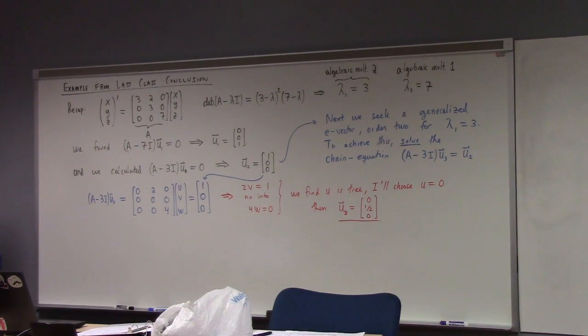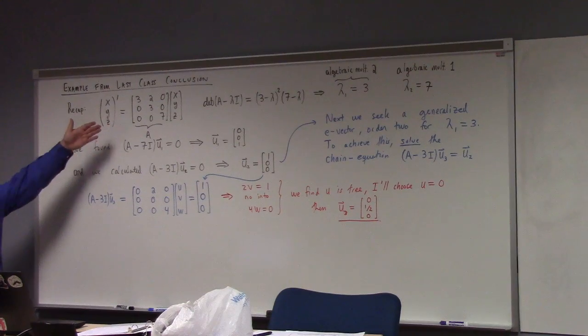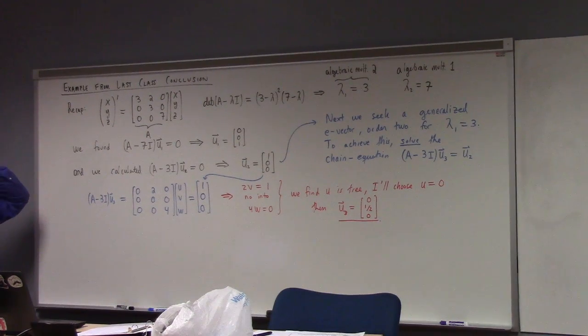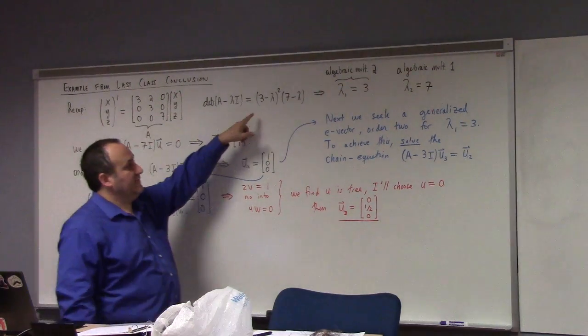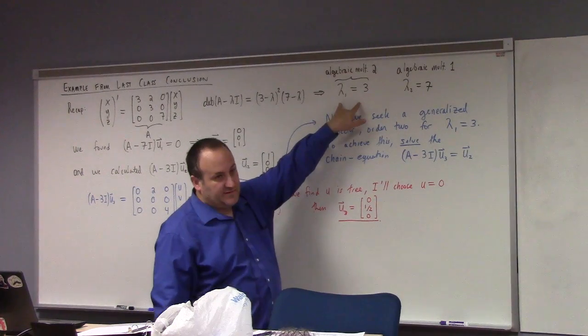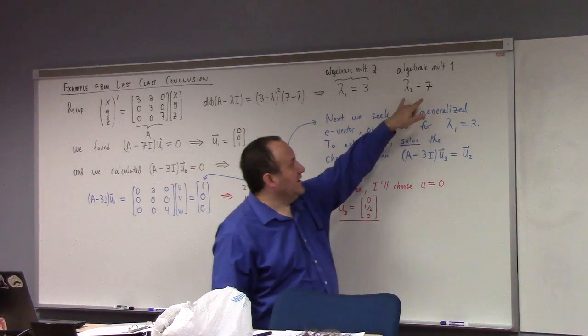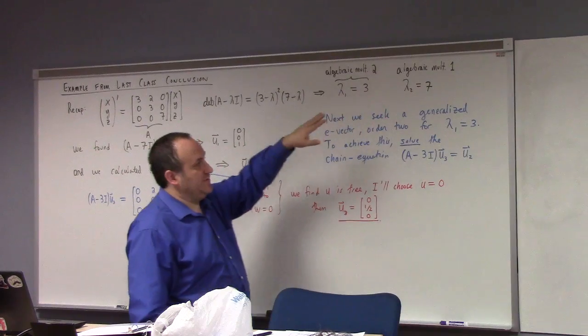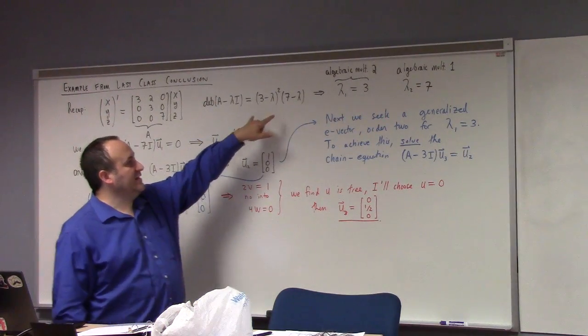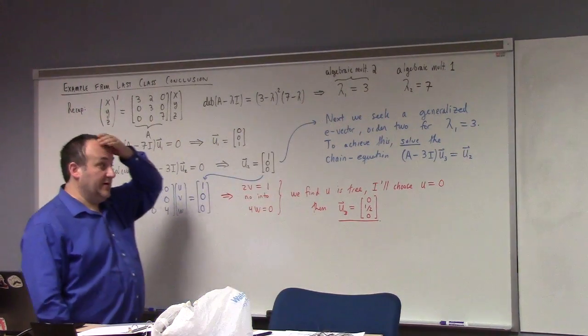So, all right. First of all, we had that matrix. Remember we worked this out. We found eigenvalue 3 with algebraic multiplicity 2. We found eigenvalue 7 with algebraic multiplicity 1. That means how many times it's repeated in the characteristic equation, all right?